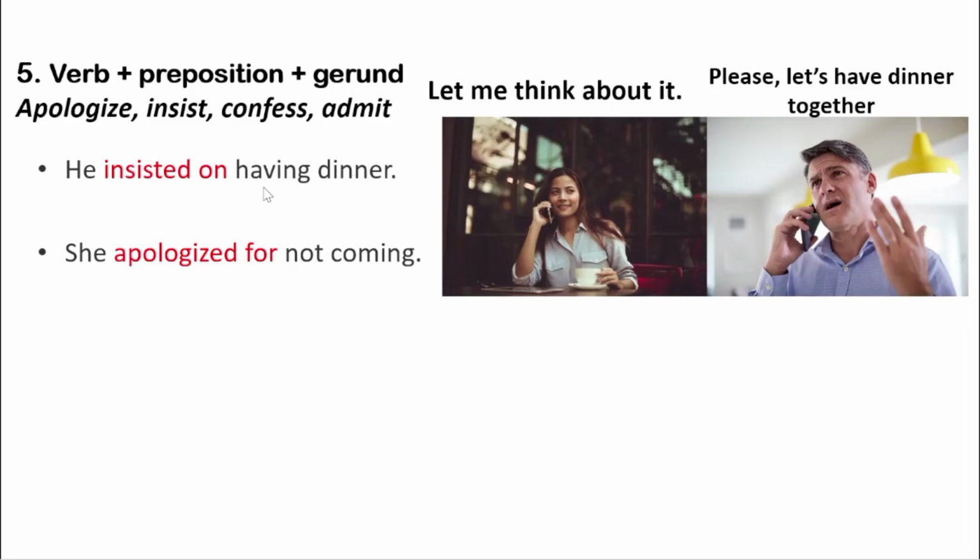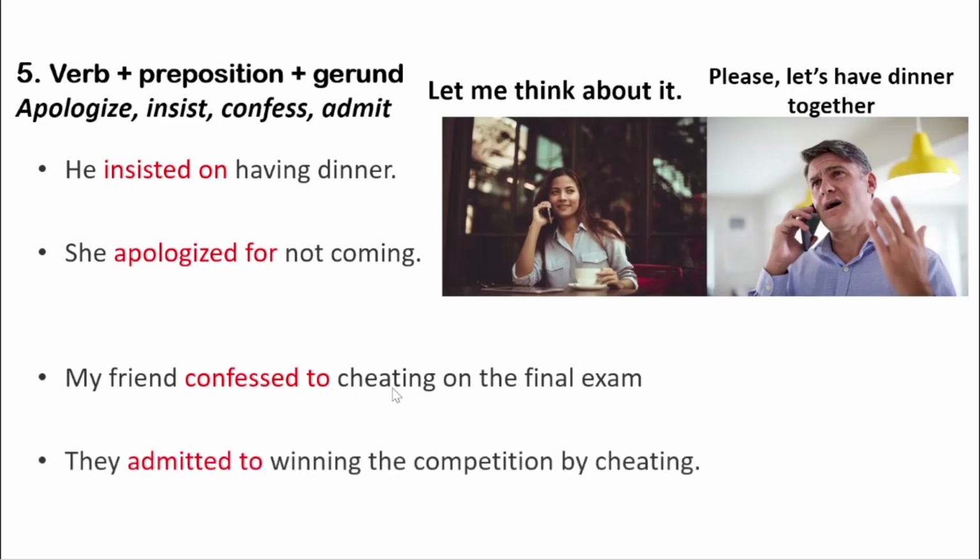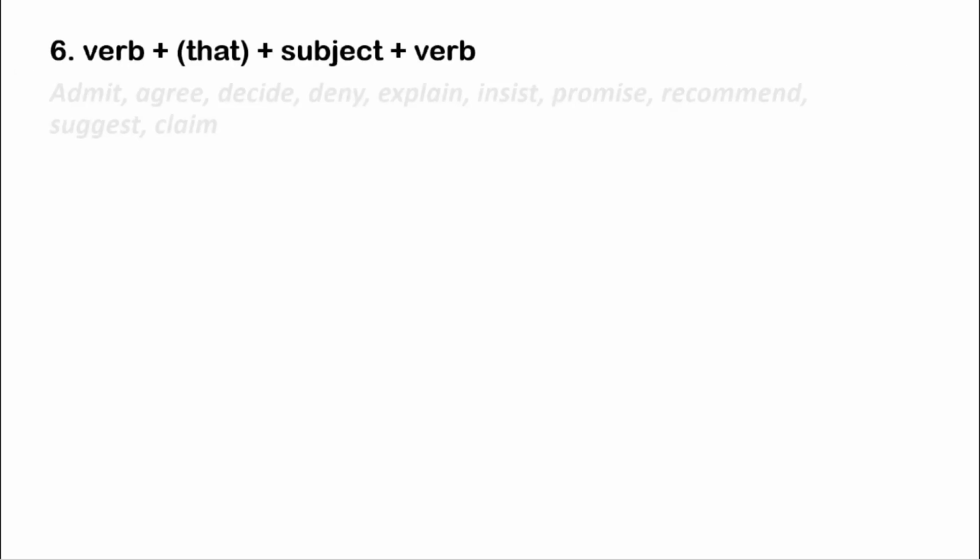She apologized for not coming. She apologize plus preposition plus gerund. This is negative, not coming. My friend confessed to cheating on the final exam. The same, confess plus preposition plus gerund. They admitted to winning the competition by cheating. Next, the sixth pattern.